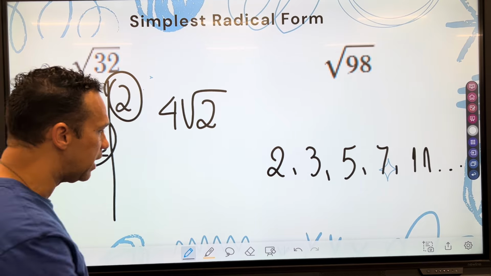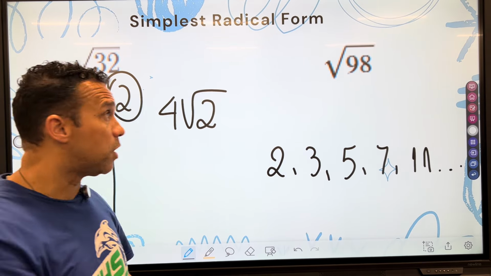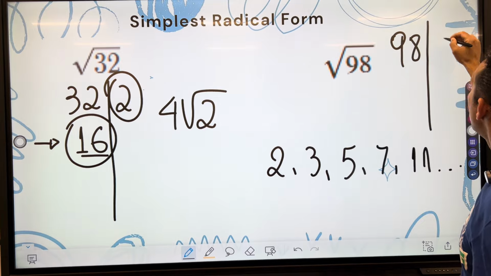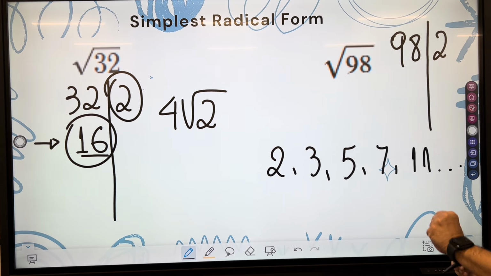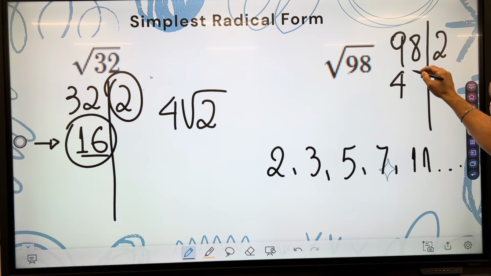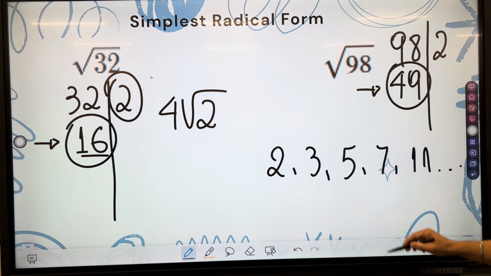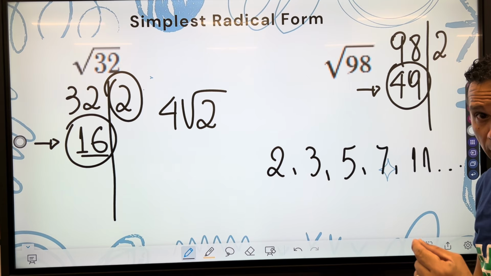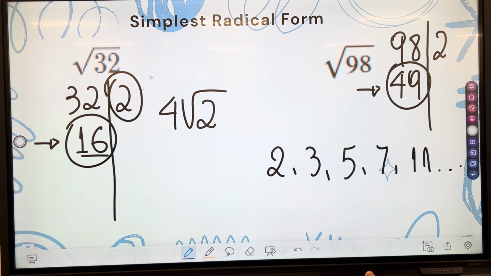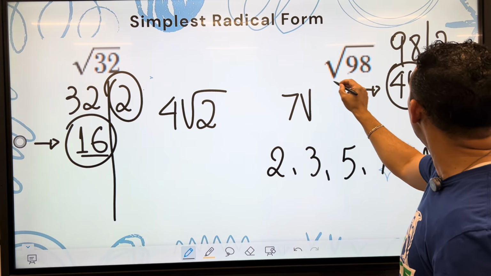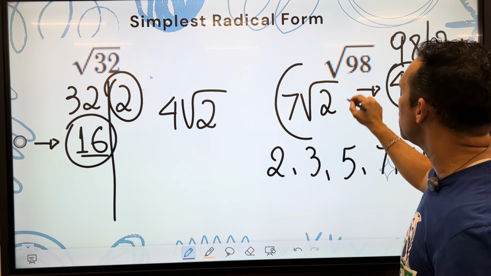This is the simplest form. Let's try 98. Just follow the same process. For 98, we can divide by 2. When we divide 98 by 2, we get 49. And then for the second number we ask, is there a number we multiply by itself to get 49? Yes, 7. So the answer for this will be 7 outside and square root of 2 inside.